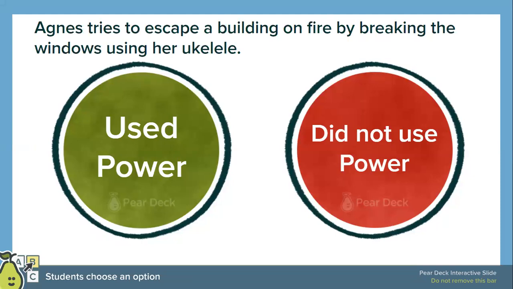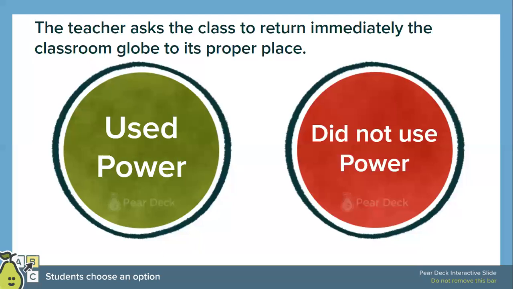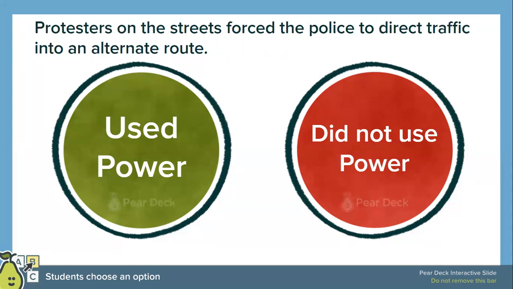Also this one. Agnes tries to escape a building on fire by breaking the windows using her ukulele. She used a power or she did not. Write your answer on the paper. The teacher asked the class to return immediately the classroom globe to its proper place. They used power or they did not. Think about it. The protesters on the streets forced the police to direct traffic in an alternate route. They use a power. Yes or no?